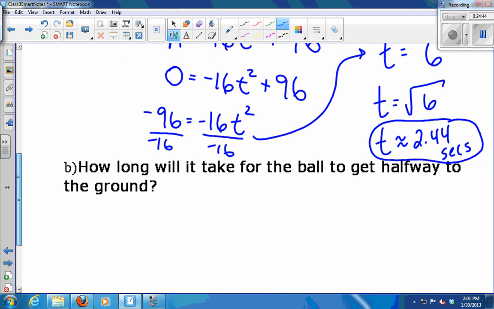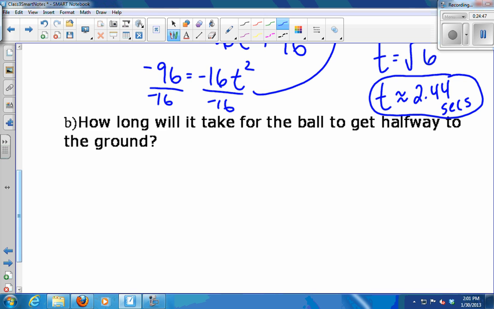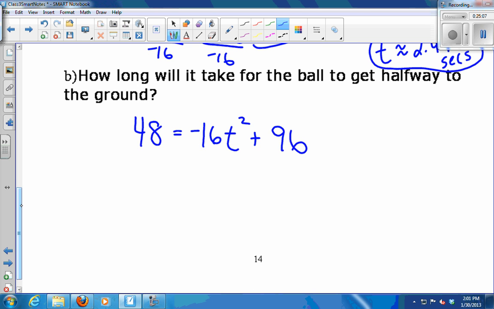How long will it take the ball to get halfway to the ground? 1.22 seconds? No, it would not. So halfway to the ground, that would be 48 feet. So I'll replace h with a 48. We could solve this one similarly. Subtract 96 from both sides. Right, we're still dropping it from 96 feet off the ground. H naught stays the same.